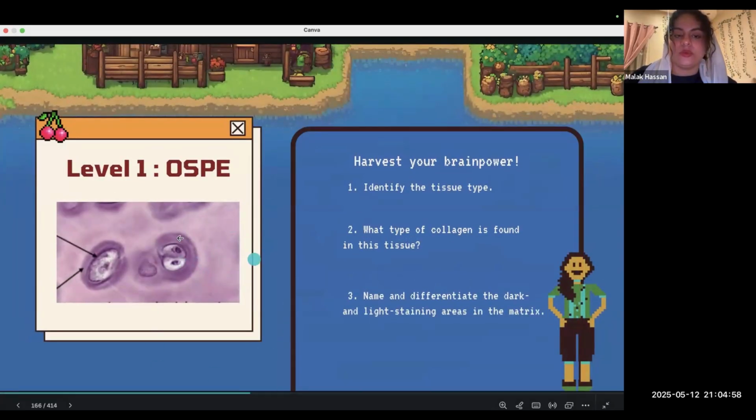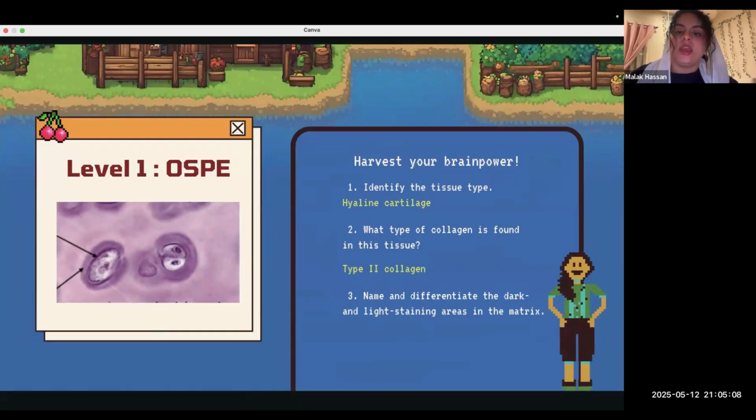Now, level 1 OSPE. What tissue is this? Identify the tissue type. Hyaline cartilage. Now, what type of collagen is found in this tissue? Type 2 collagen. What are the light staining and dark staining areas? Dark is territorial, light is interterritorial.